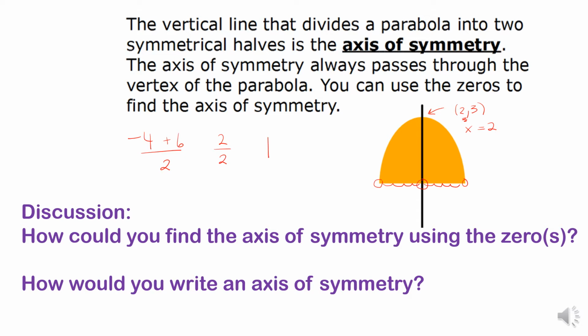So how far is 1 from 6? It's 5. How far is 1 from -4? It's 5. So that's a quick way to check, but that would be my axis of symmetry if these were my zeros. Okay? How would you write it? Always as a line.